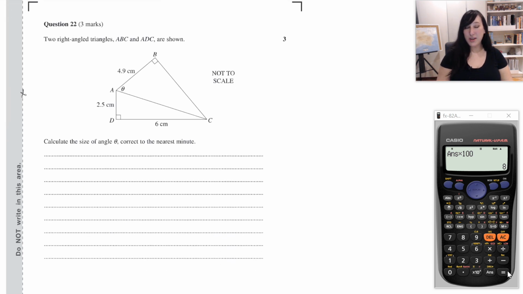Okay, question 22 says, two right-angled triangles, ABC and ADC, are shown. Calculate the size of angle theta, correct to the nearest minute. Okay, so this is a two-triangle problem. We often need to work out some information in one of the triangles in order to be able to work out the final piece that we're looking for in the other triangle.